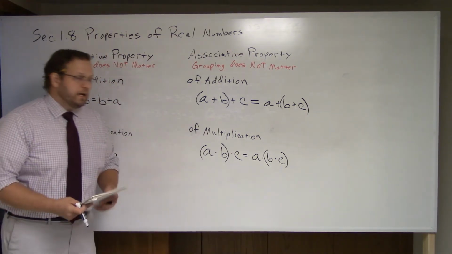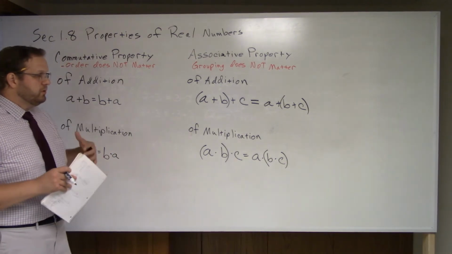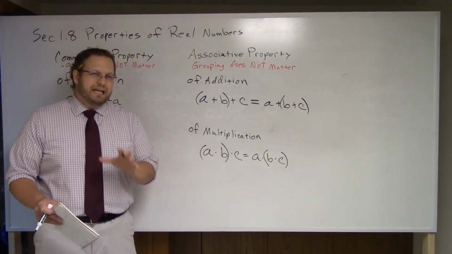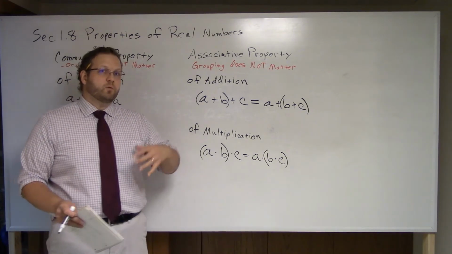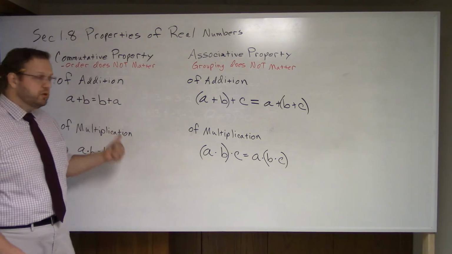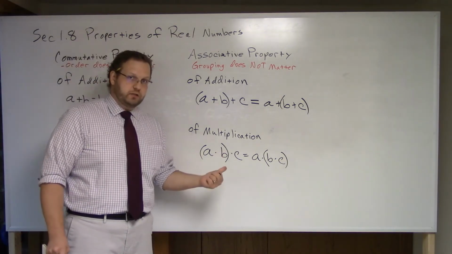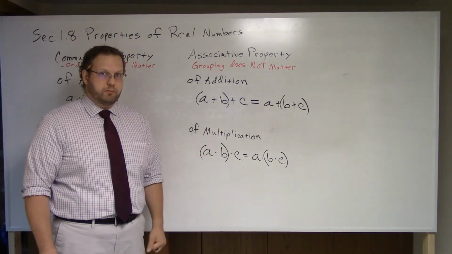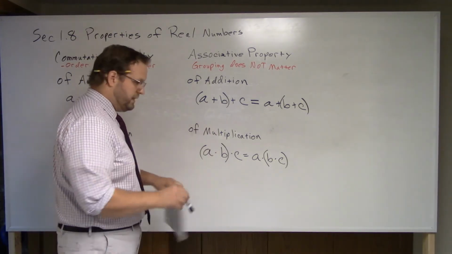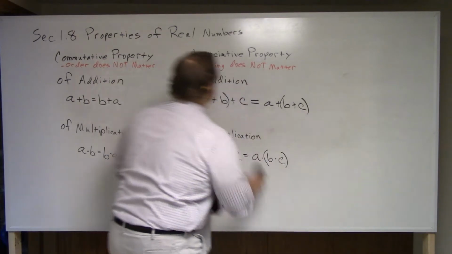Okay? Now, what I see a lot of people do is they say whenever there's parentheses, associative property is being used, not necessarily. Always look for what change is happening. If the order changes, you're talking about commutative. If the grouping changes, you're talking about the associative property. Okay? So, let's do one more and then we'll do a couple examples.